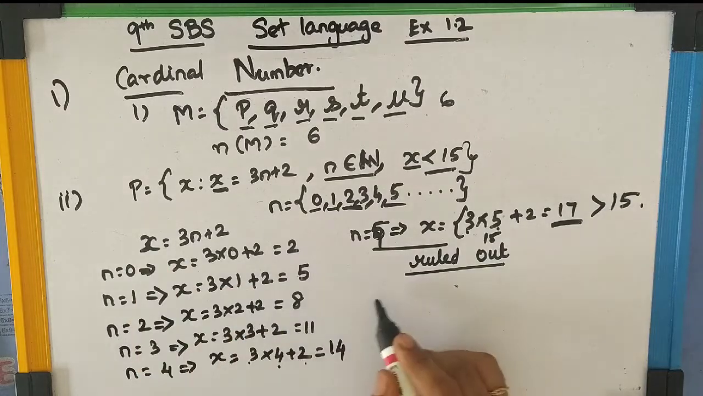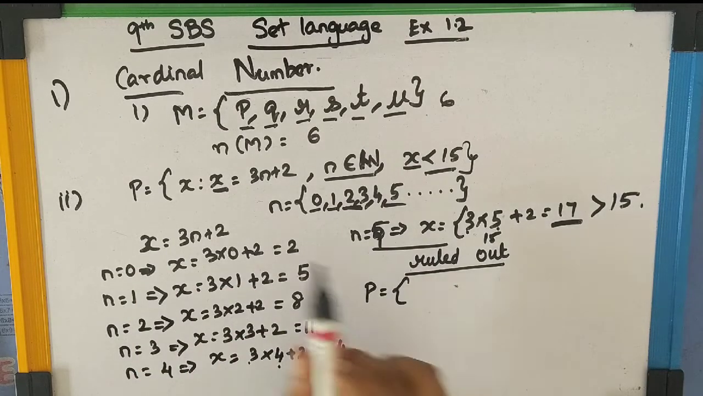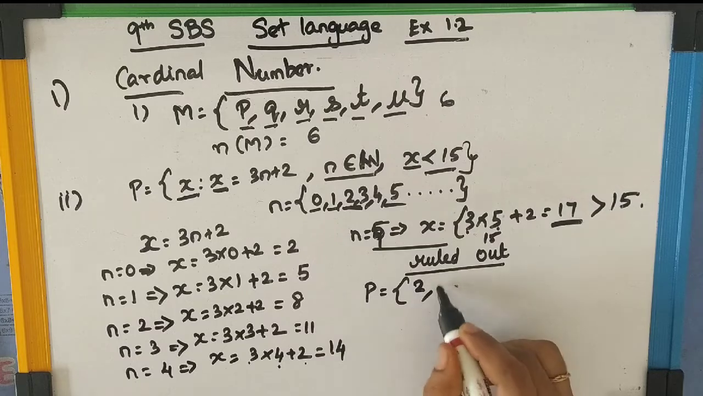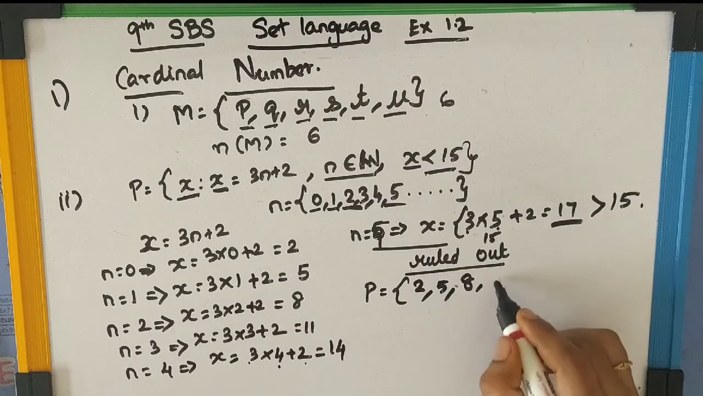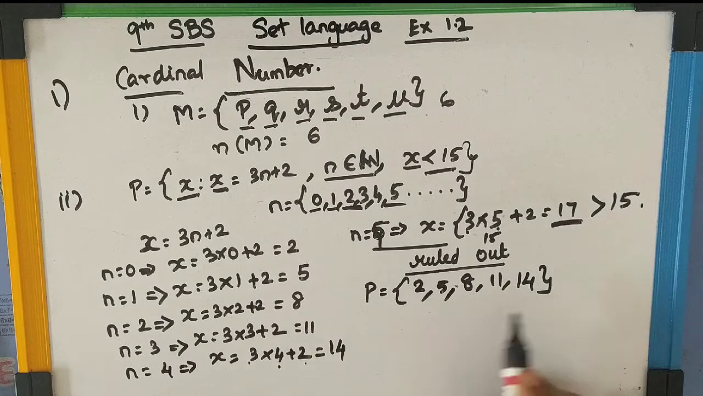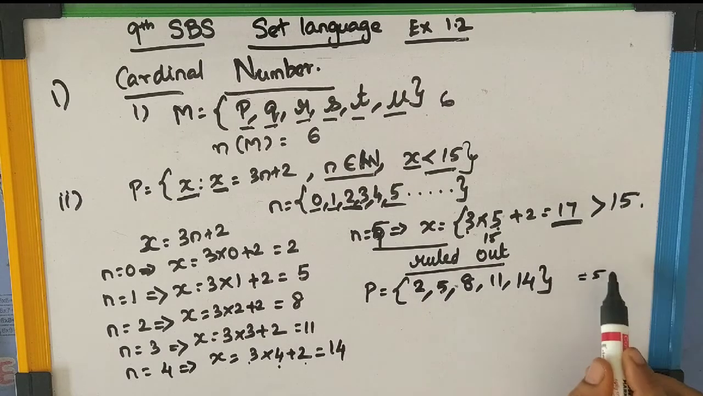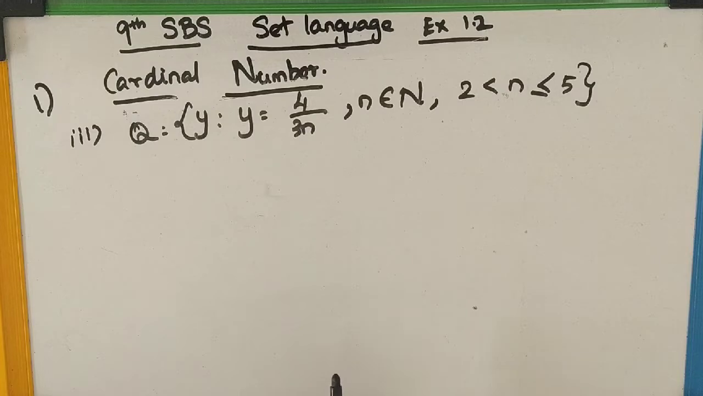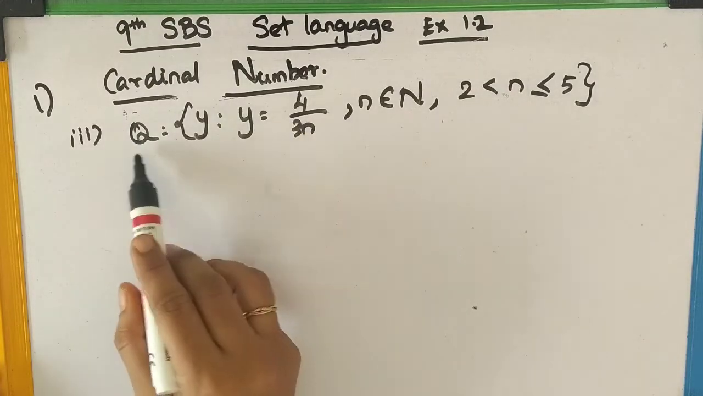Now, tell me the values of x. 2, 5, 8, 11 and 14. So, P is equal to {x}. So, P values are 2, 5, 8, 11 and 14. Now, count the number of elements in P. That is 5. So, the cardinal number of P is 5. Understood? Okay. Now, let's go to the third question.